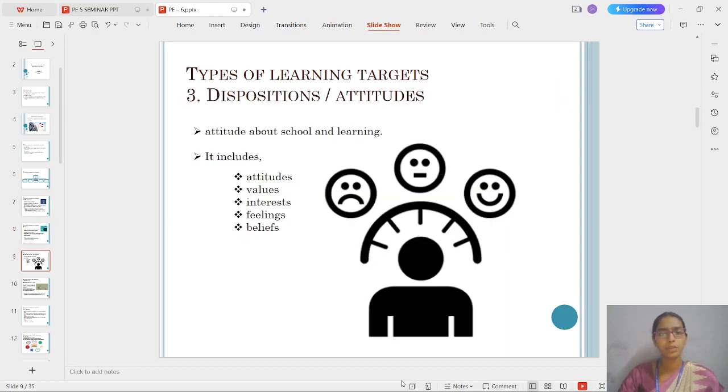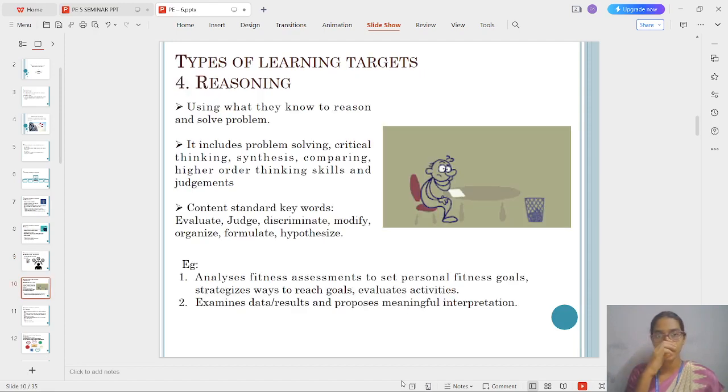Then the dispositions or attitudes. Here it refers to the student's attitude about school and learning. It includes their values, interests, feelings and beliefs. Then the reasoning targets. Here, using what they know to reason and solve problems, that is problem solving. The content standard keywords used are evaluate, judge, discriminate, modify, organize, formulate and hypothesize.